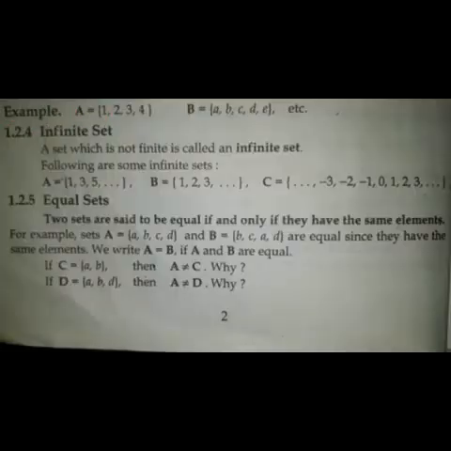Dear students, talking about equal set. Two sets are called equal sets if the number of the elements and the elements both are same. Means the number of elements are also same and whatever is inside the sets are also same. Then those two sets will be called equal sets. The order does not matter, but the similarity of the elements is really important.